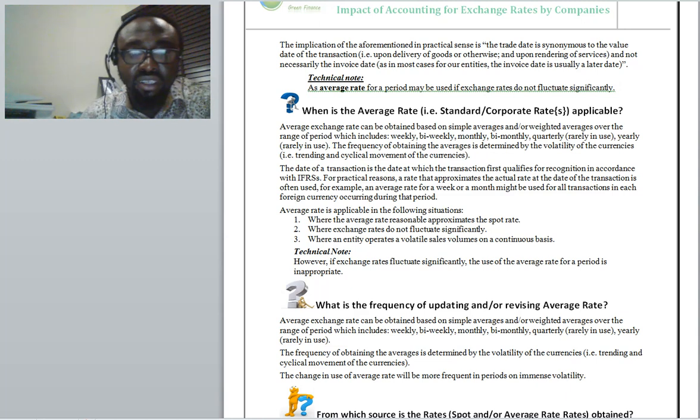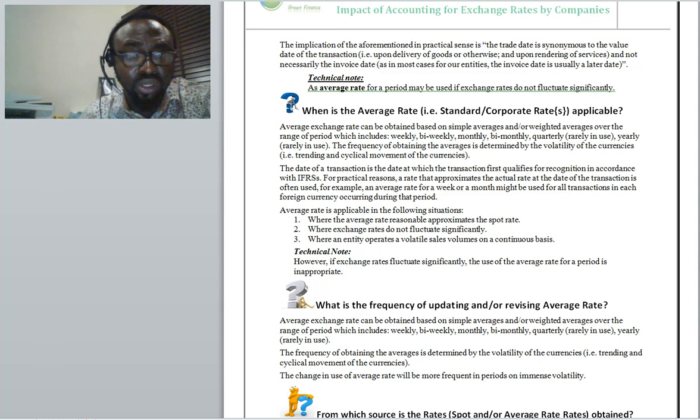Okay, the date of a transaction is the date at which the transaction first qualifies for recognition in accordance with the relevant provision of international financial reporting standards. For practical reasons, a rate that approximates the actual rate at the date of the transaction is often used. And in this instance, we are still talking about the average rate. Now, average rate is applicable in the following situation.